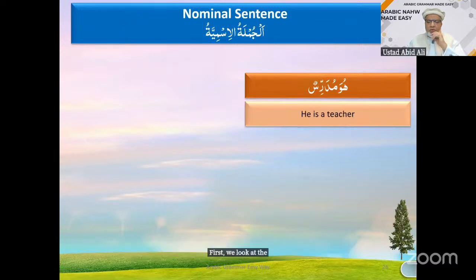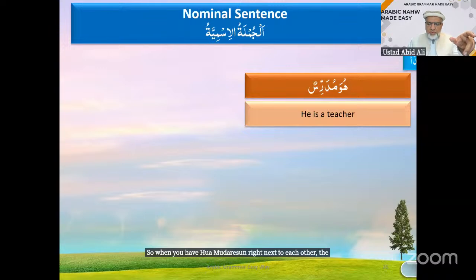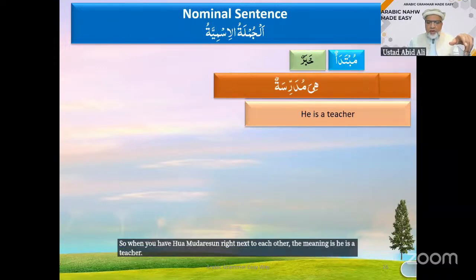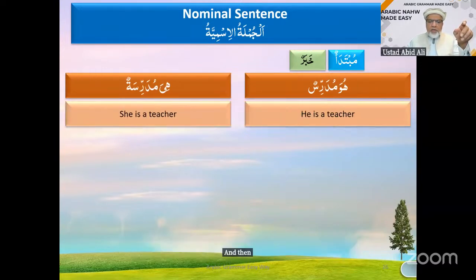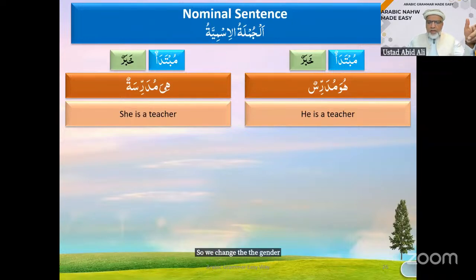Huwa mudarrisun. He is a teacher. The translation of huwa is he, and mudarrisun, a teacher. So when you have huwa mudarrisun right next to each other, the meaning is he is a teacher. Mubtada, khabar. And then for the female, if we have to say she is a teacher, we say hiya mudarrisatun. So we change the gender of both mubtada and khabar.